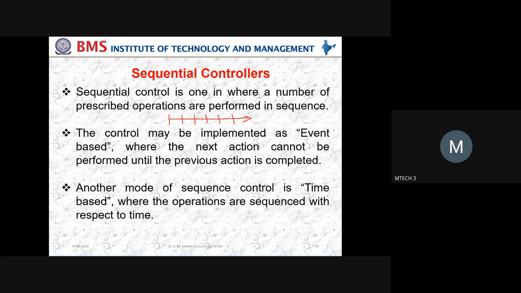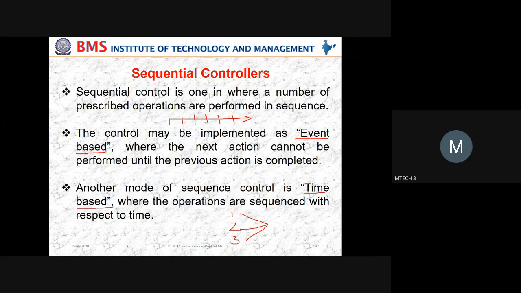There are two cases. One is that the control may be implemented as event based. The second is that the control is implemented as time based. Now what is this? Very simple. Event based. What do you mean by event based? Let us assume that I need to complete a particular control action, and in that control action there are three different operations to be completed. So how many events are going to be there now?